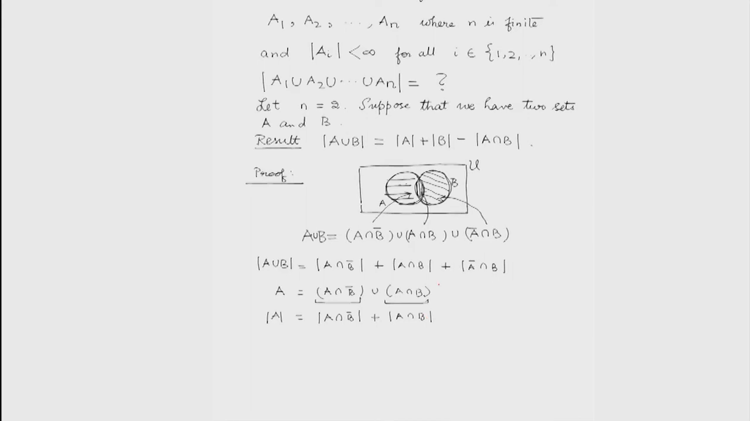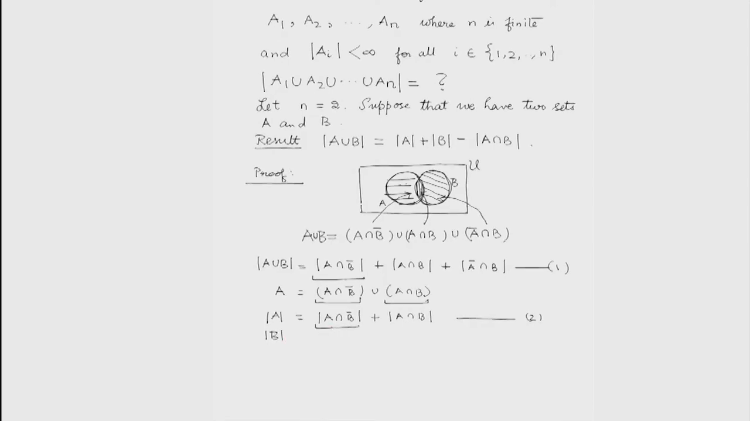But we see that equation 1 contains the cardinality of A intersection B complement, and equation 2 contains the same element. What we can think of doing is replace the cardinality of A intersection B complement in equation 1 by an expression that we derive from equation 2, but we will do that after the next step, because in the same way I can prove that cardinality of B equal to cardinality of A complement intersection B plus cardinality of A intersection B, let us call it 3.